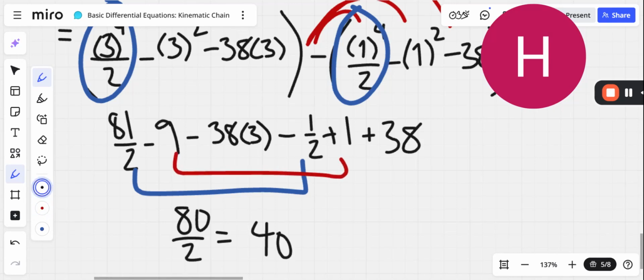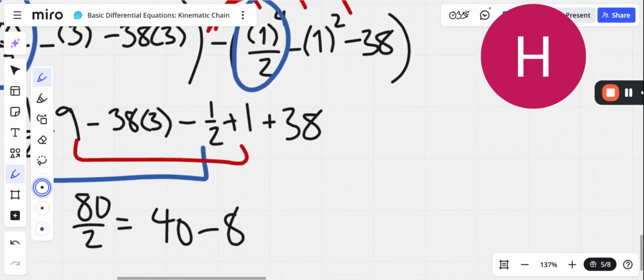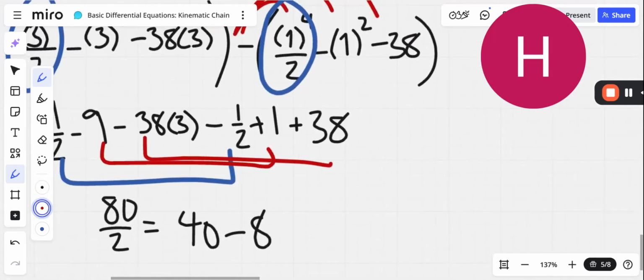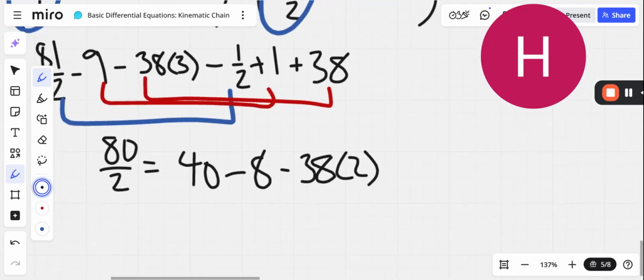Negative 9 and positive 1, that makes a negative 8. And then here we go, we have negative 38 times 3 and positive 38. That's the same as negative 38 times 2. Hopefully you followed that. It's just easier to multiply by 2, isn't it? This is going to be 32 minus 76, negative 44.